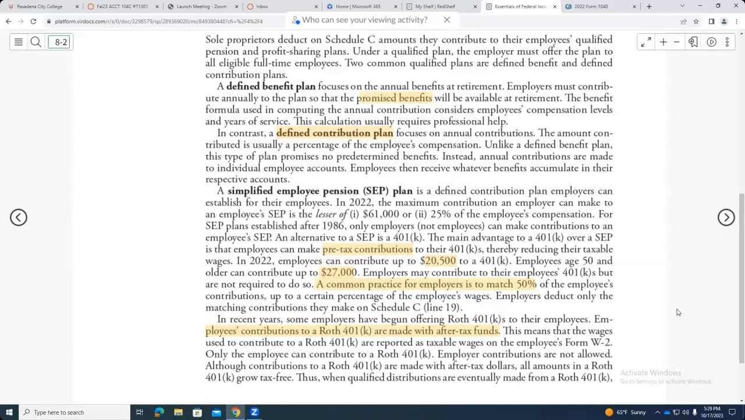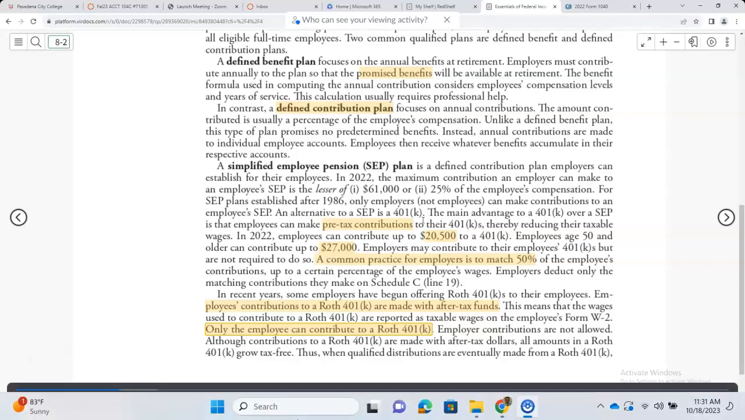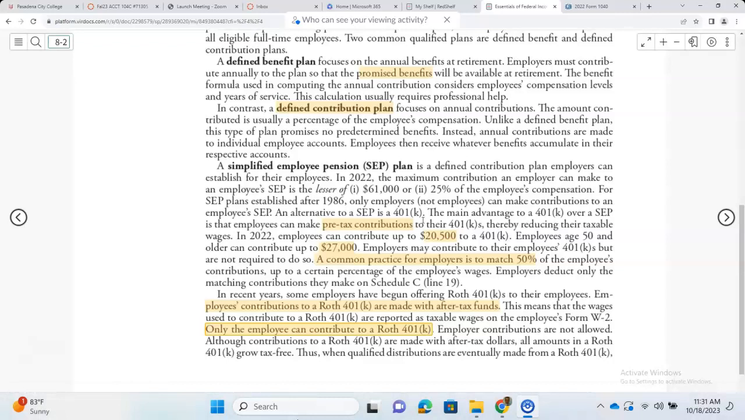But in a Roth 401k offered by your company, your employer, it's okay, it's good, right? Because it's after tax, then everything will be tax-free at a later time. But here, only the employee can contribute to the Roth 401k. That means the employer cannot contribute. In a regular 401k, the employer can contribute, but in a Roth 401k, the employer cannot contribute.